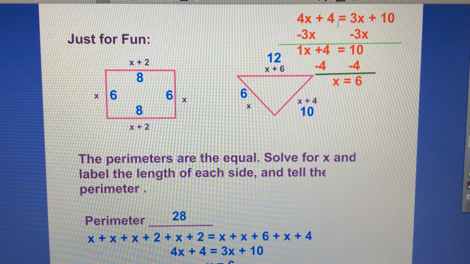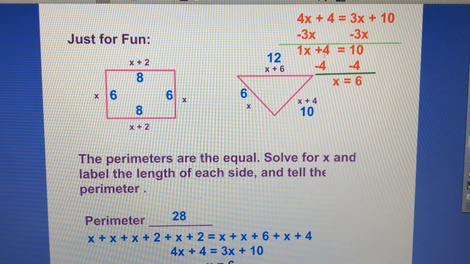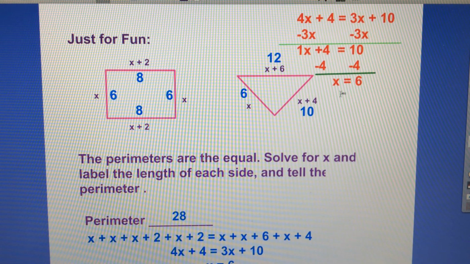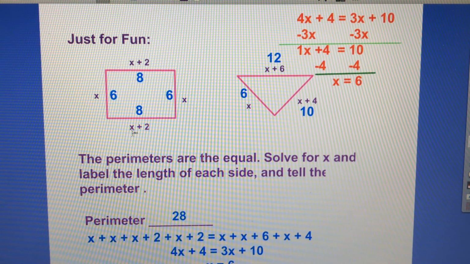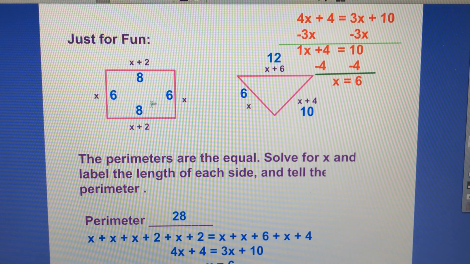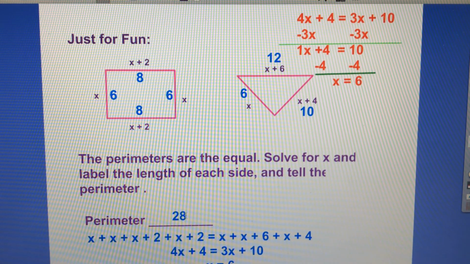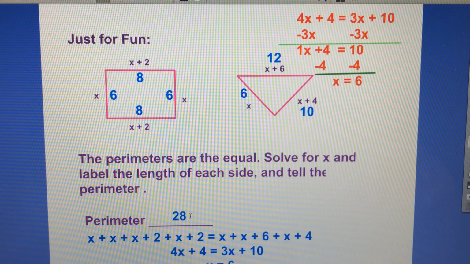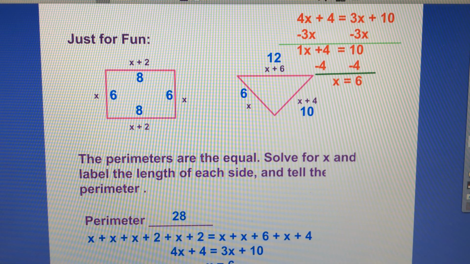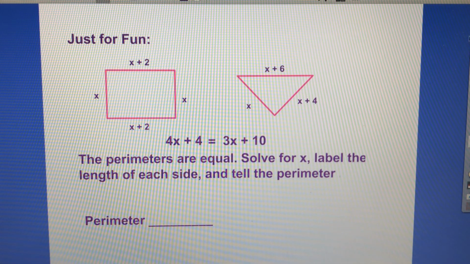I did 4x plus 4 equals 3x plus 10. Subtracted 3x from both sides. Now I had 1x plus 4. Subtract 4 from both sides. X equals 6. I replaced every x with the value 6. And I was able to realize that the perimeter is 28. They love this question, and you really should go back and look at this one more time and try to do it on your own. Even though I've given you the answer now, try to do it on your own.